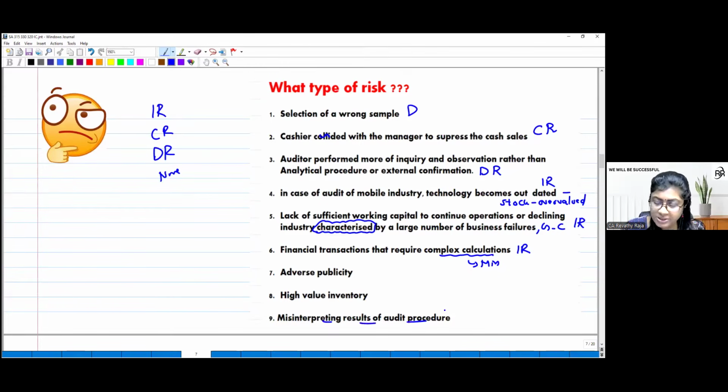Now, misinterpreting the results of audit procedure. DR. A high value of inventory. It is nature. IR. Last: adverse publicity. Adverse publicity is none. Not an audit risk. You know why? Because of adverse publicity, is there a material misstatement in FS? Can someone say?